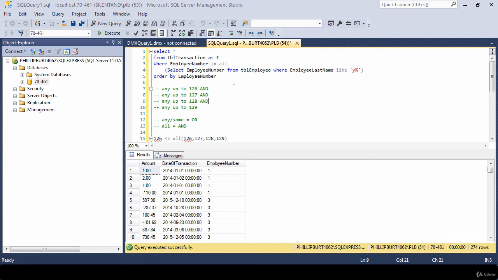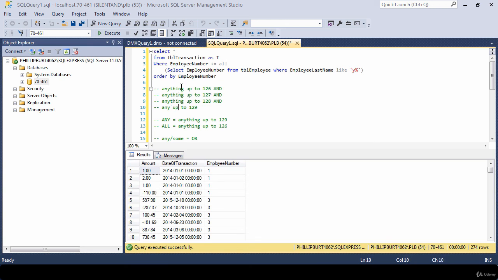So any up to 126, and it's also got to be any up to 127, and it's also got to be anything up to 128, and it's also got to be anything up to 129. So if you think about it, the equivalent of the all, if I was to sum it up in one statement, would be any up to 129. It would be the loosest of all of the conditions, whereas that's for any, whereas for all it would be any up to 126.